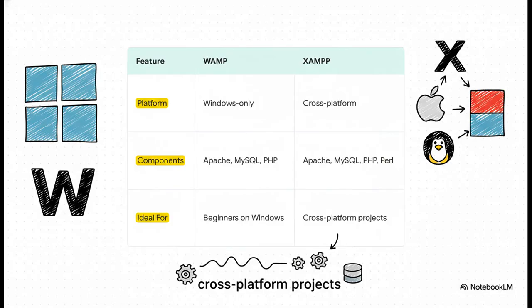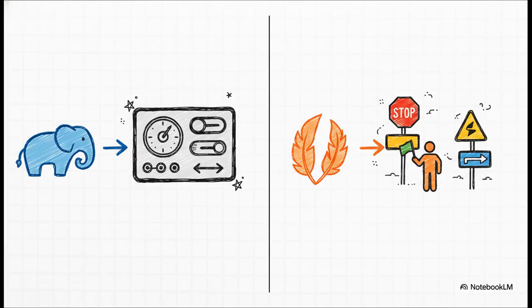Now, you might also hear about something called WAMP. What's the difference? It's pretty simple, actually. WAMP is for Windows only. The W literally stands for Windows. XAMPP, on the other hand, is cross-platform. The X means it works on Windows, Mac, Linux, pretty much anything. So for flexibility, XAMPP is usually the way to go. It's the one-size-fits-all solution.